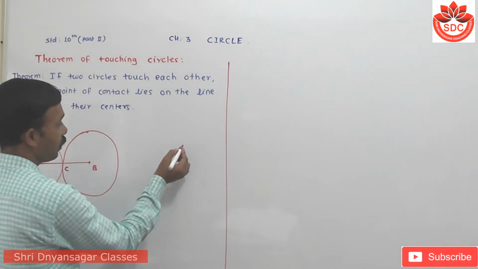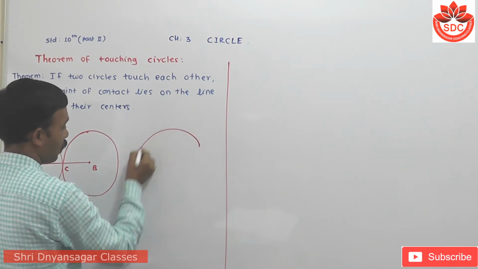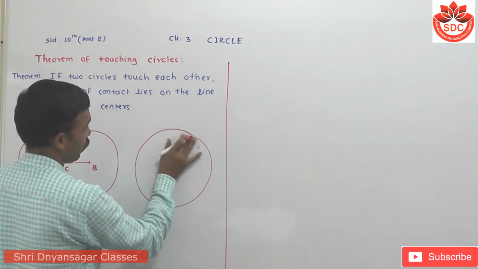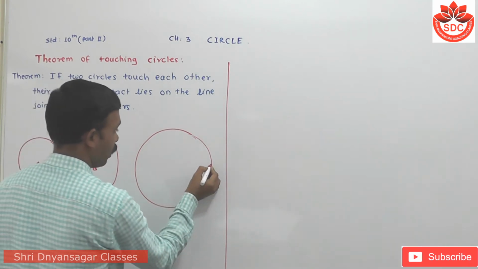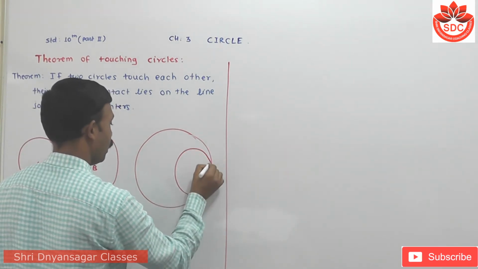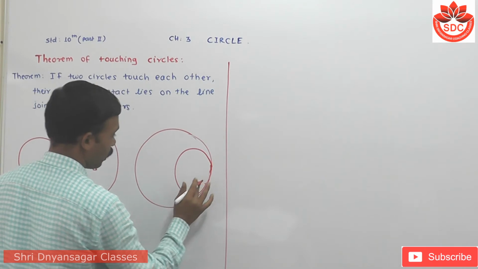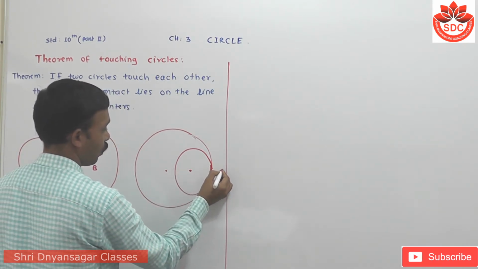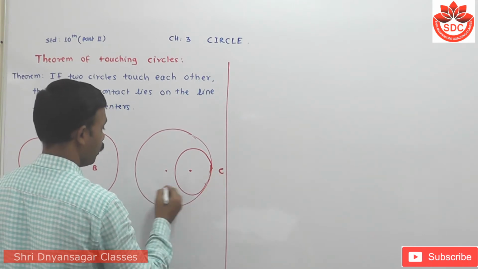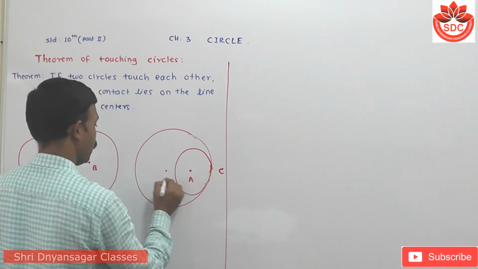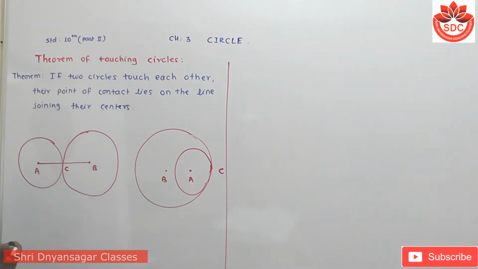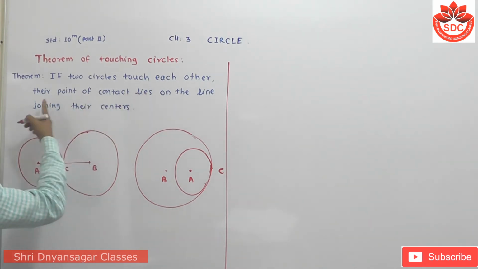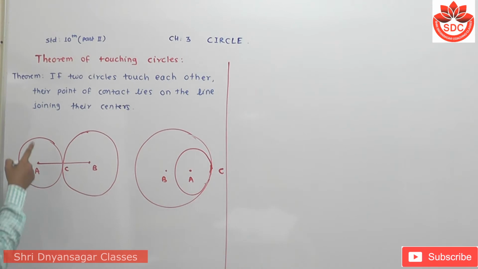Another one is this one circle, and this is an internally touching circle. Suppose that this is the center of the circle and this is the point of contact. Suppose this is C, this point is A and this is B. Then you have to draw the line. If two circles touch each other, their point of contact lies on the line joining their centers.